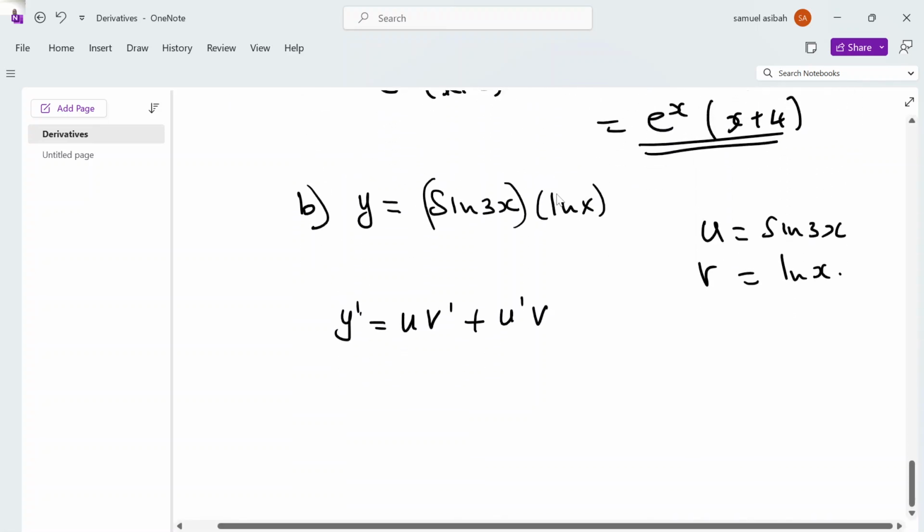So what is our u? Sine of 3x. So from experience, you see this is a composite function, so you have to look at it keenly.